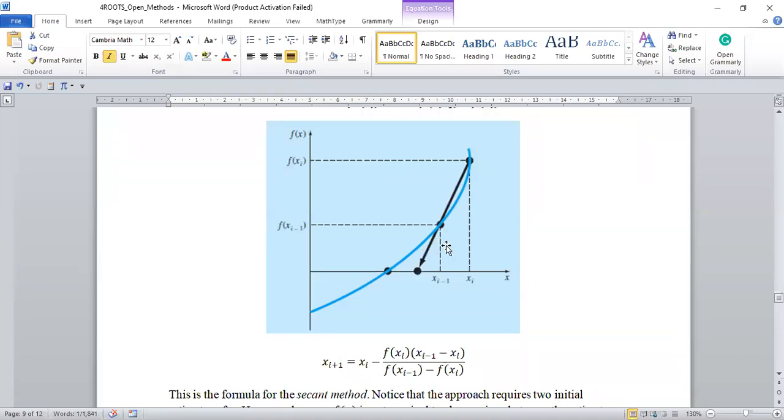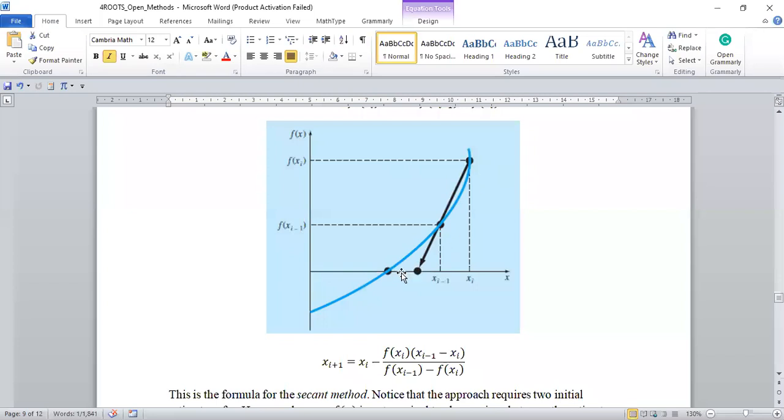For the false position method, you have a lower limit and an upper limit, and you are sure that the root is between them. But for the second method, this is like the lower limit and this is like the upper limit, but it's not guaranteed that the root is between these two values.